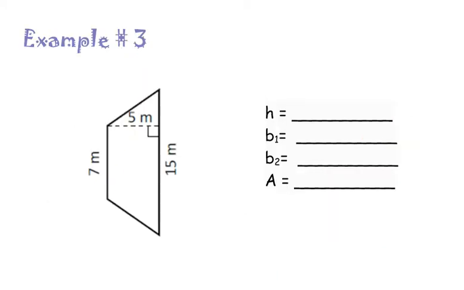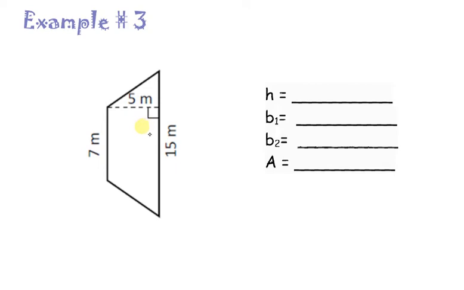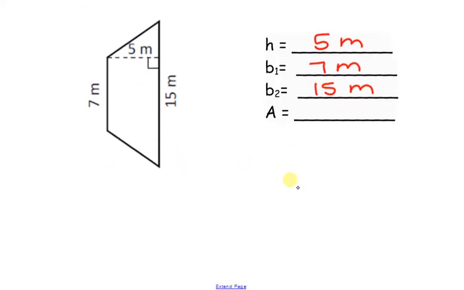Okay, so here we have a trapezoid that's sideways also, and I just note that it's sideways so you remember that this is the height here and not a base. So your height is going to be 5 meters, base 1 is 7 meters, base 2 is 15 meters. So let's go ahead and start to calculate.